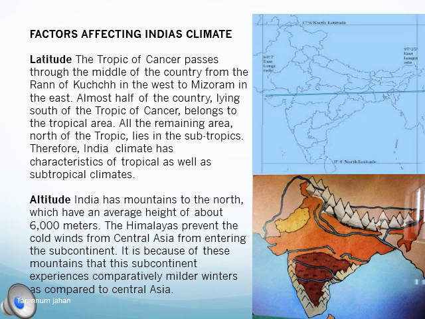Now we have seen till now the factors that are affecting the climate in general in the whole world. Now we'll see the factors that are affecting India's climate. So now let's see only these same side headings. We'll see how each of them is helping to change the climate in India. So the first one is latitude.